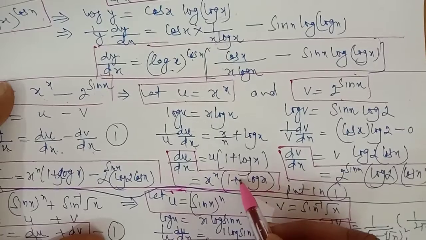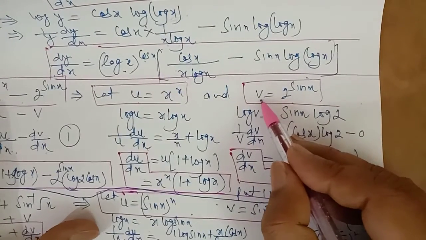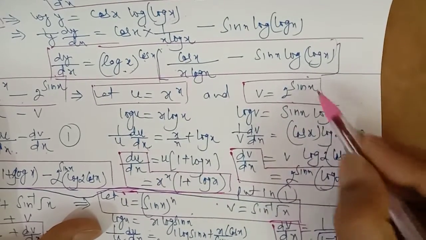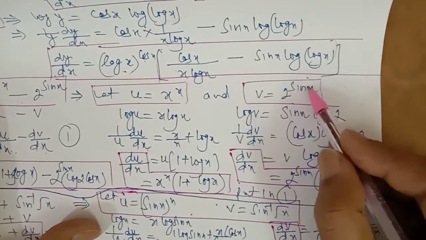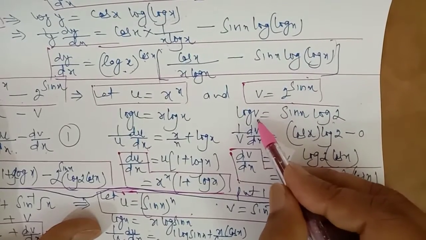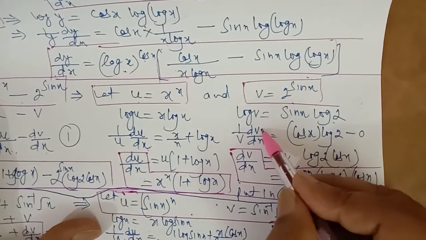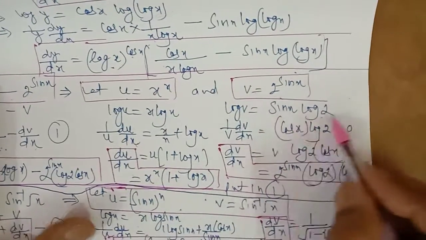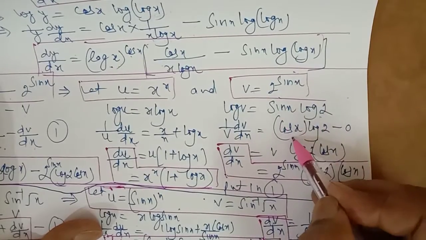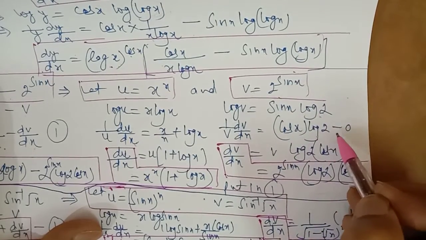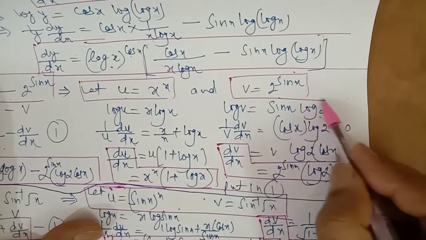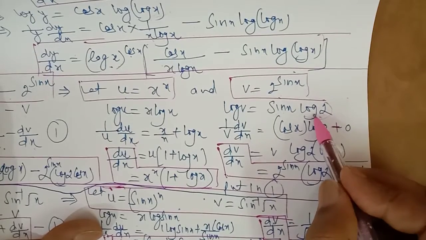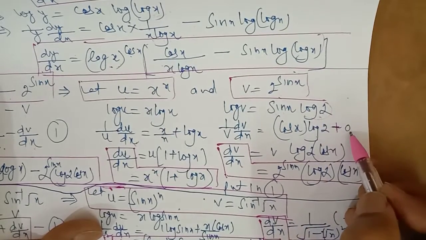So du upon dx comes out to be x raised to power x into 1 plus log x. Similarly, you can differentiate v by taking the log: log v is equal to sin x log 2, taking the log on both sides. So the derivative of log v will be equal to 1 upon v dv upon dx, because we have differentiated v with respect to x, and the derivative of the right side is cos x into log 2 plus sin x times the derivative of log 2, which will be 0, because log 2 is a constant and the derivative of a constant function is 0.